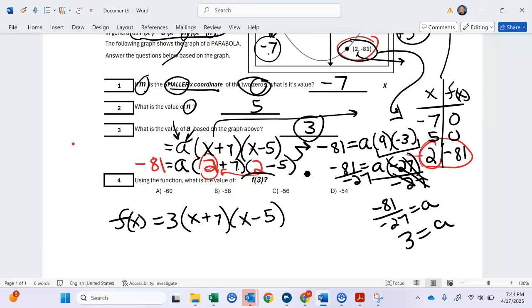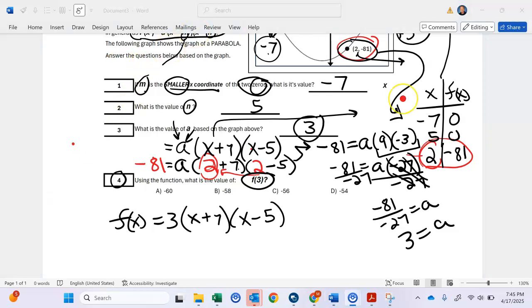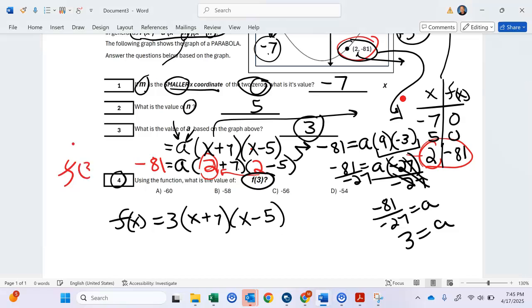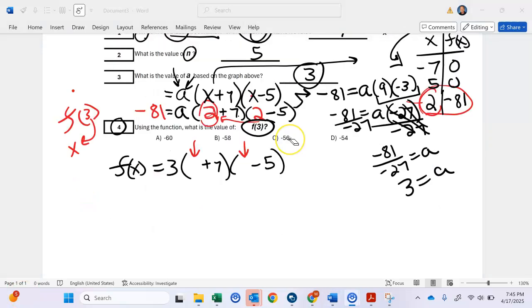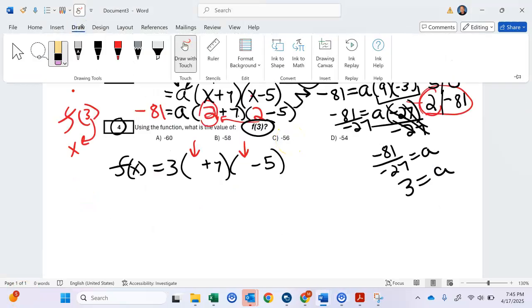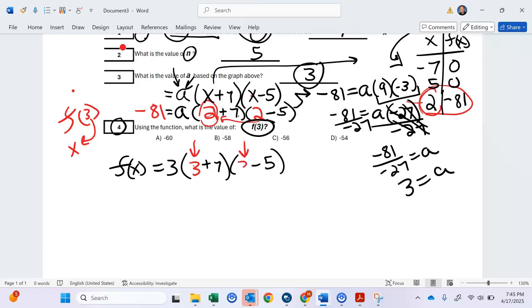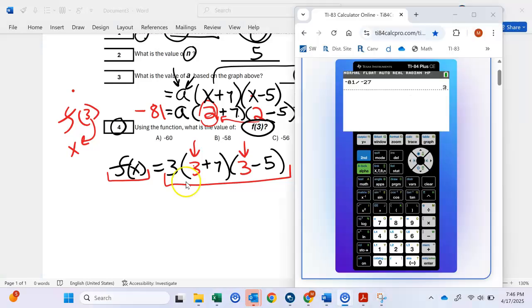Now, it's asking us next on number 4 to find f of 3. What does that mean? If you remember what that means, f of 3, it means 3 is your x, right? So we're going to come over to here, and we're going to put 3 there and there. So I'm going to rewrite it for you. The x is now, instead of x, it is now 3 and 3. Now we'll be able to find out what that is. And these are all numbers, so we don't have to do algebra, right? All we got to do is use our calculator. So let's go ahead and do that.